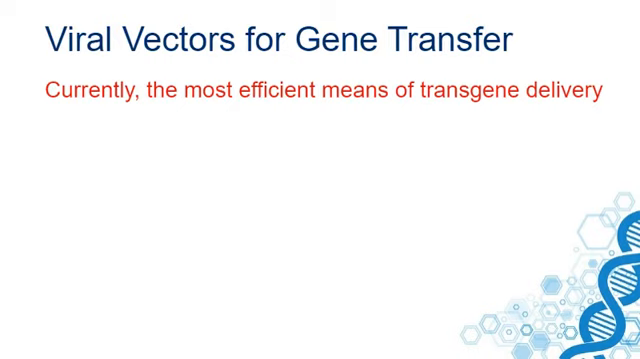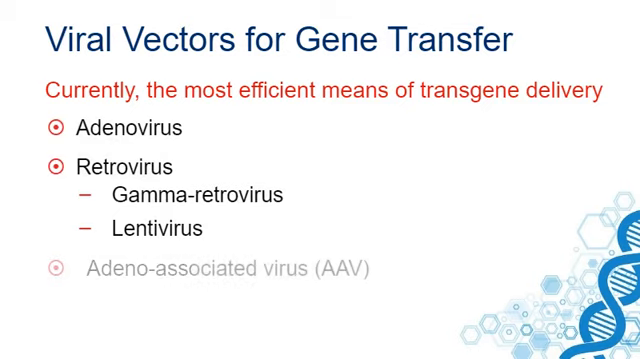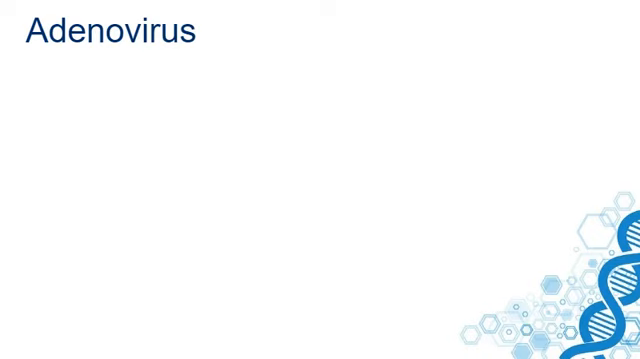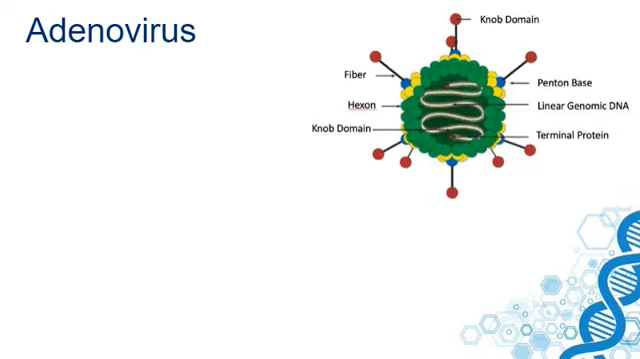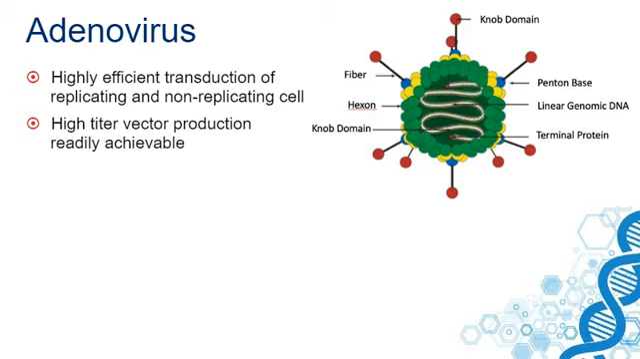So all current hemophilia gene therapy studies involve viral vector gene transfer, and there are three types of viruses that have been used: adenovirus, retroviruses, and adeno-associated virus. I have just one slide discussing adenovirus. There's been one patient treated with this viral vector system. It's highly efficient in transducing replicating and non-replicating cells, and you can make large amounts of this vector relatively easily.